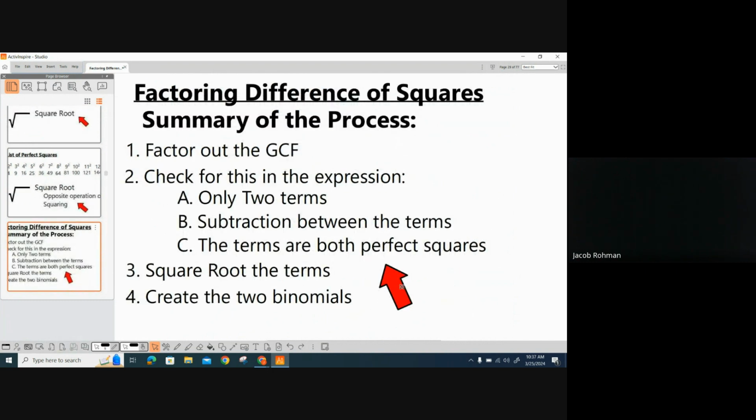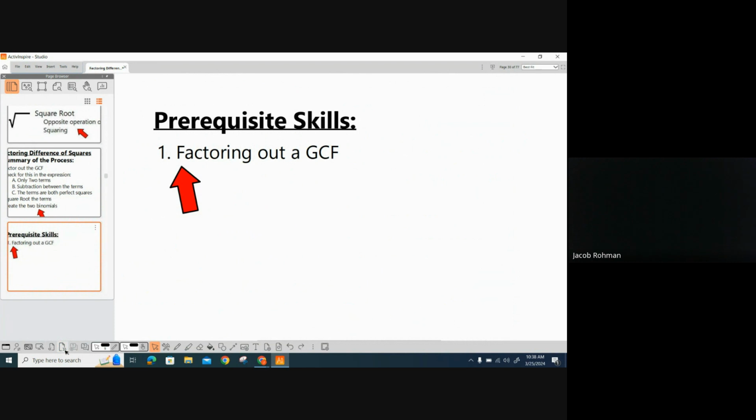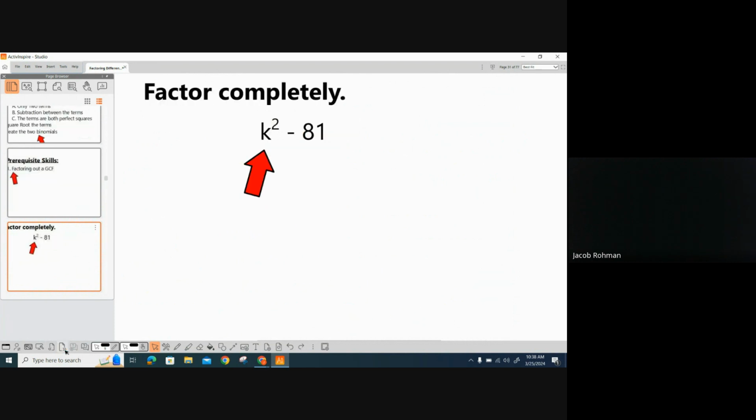Here's a summary of the process that we're going to take. We're going to first look to factor out any GCFs, and then we're going to check for the expression to be these three things: only 2 terms, a subtraction between the terms, and the terms are both perfect squares. If those three are correct, if we have A, B, and C here, then we can square root the terms and create the 2 binomials to factor it. Our prerequisite skill here is factoring out a GCF.